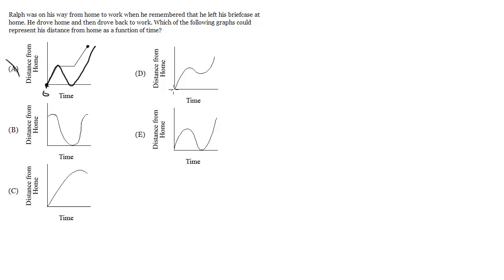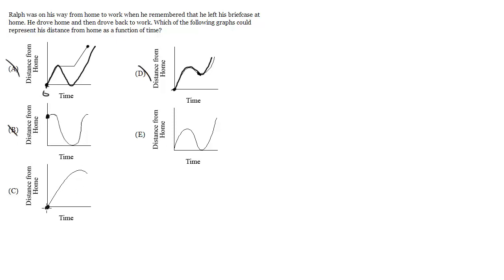How about D? D, he starts at home. He drives out. He realizes he forgot his briefcase. Goes back home. But wait a minute. This kind of doesn't go all the way back home. It just goes backwards and then goes back to work. So not quite right. The problem with B is he's not starting at home. He's starting away from home, and that doesn't make sense. So B is gone.